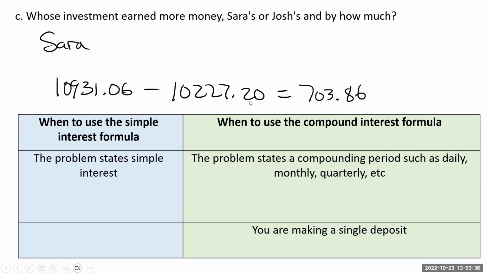So again, when do we use the simple interest formula and when do we use the compound interest formula? You want to use simple interest if the problem states simple interest, just like we did in part B. You want to use the compound interest formula when the problem gives some kind of a compounding period, annually, daily, monthly, quarterly, etc., or if you're making a single deposit. So when you make a single deposit, you'll be using the compound interest formula.